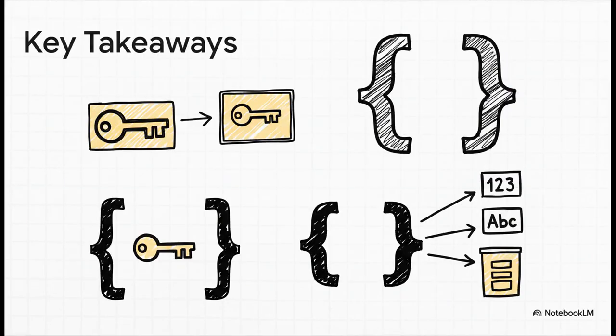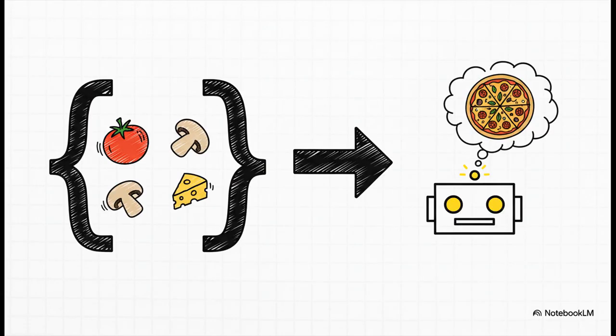Okay, so let's do a quick recap. What are the big ideas? Dictionaries use key-value pairs to make finding stuff super fast. You make them with curly braces. You grab stuff out of them using a key and square brackets, and they're unbelievably flexible. They can hold text, numbers, even other lists. Simple as that.